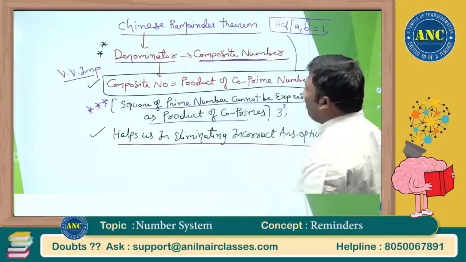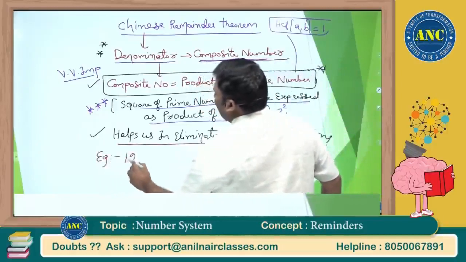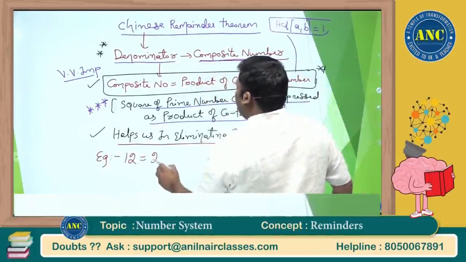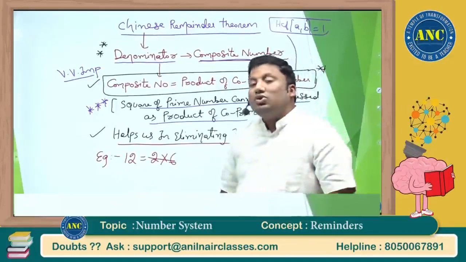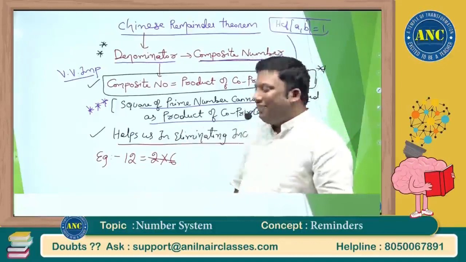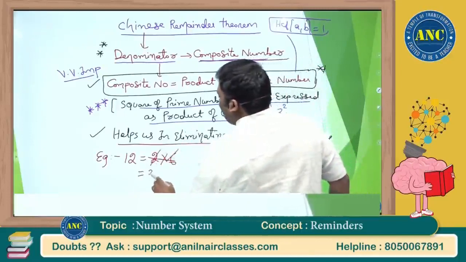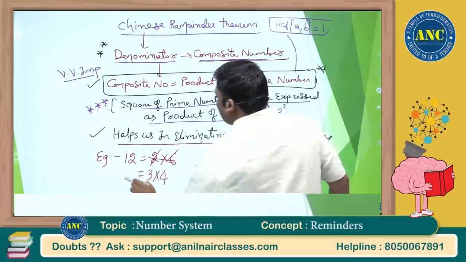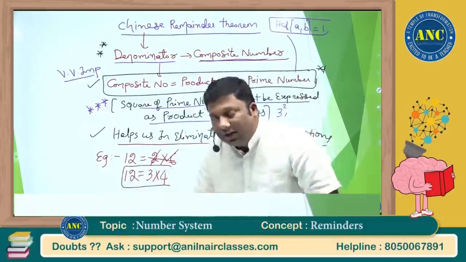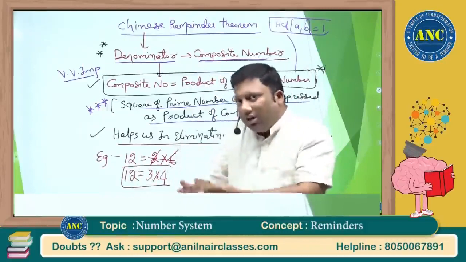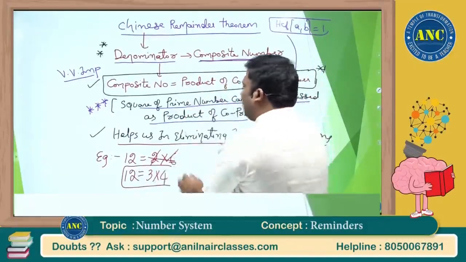Now, what do you mean by composite number written? 12 is a composite number. The theorem is telling us not to write it as a product of non-coprime numbers. 2 into 6: 2 and 6 are both even numbers, and even numbers can never be coprime to each other. So it is nothing but 3 into 4. If the denominator is 12, do it by 3 and then do it by 4.